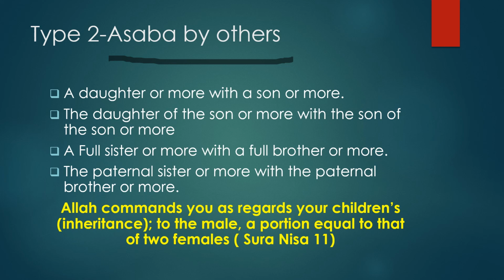So daughter and son, that is the one team. The second team is the daughter of the son and the son of the son. The dead person got a son, his son is not there, but the son's son is there and the son's daughter is there. We have counted the daughter of the son in which list? In the list of fixed share, but she was made asaba by whom? By the son of the son. And the third team is the full sister and full brother. So the full brother is by himself asaba, he will make the full sister asaba.